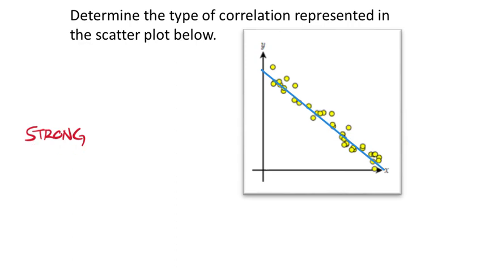So it is strong, but be careful, because some people will say it's a weak relationship. I definitely wouldn't say it's perfect, but again, I could probably manipulate the scale in order to make it look as though it were perfect. So it is strong. I see it going down from left to right, which means this is also a negative relationship.